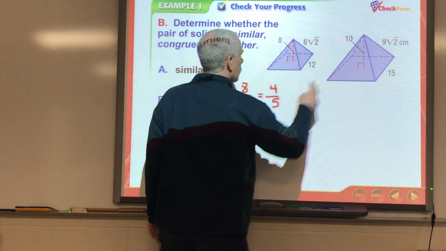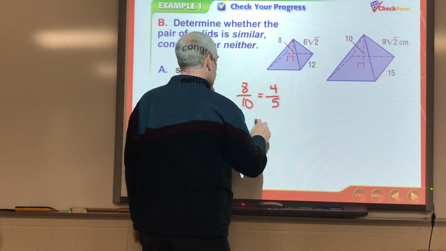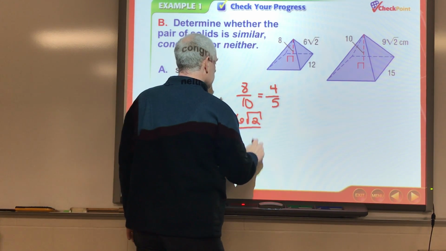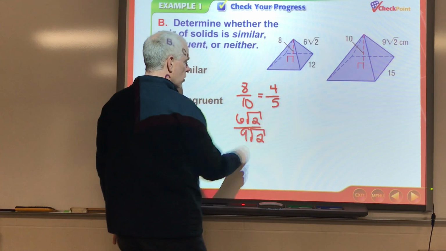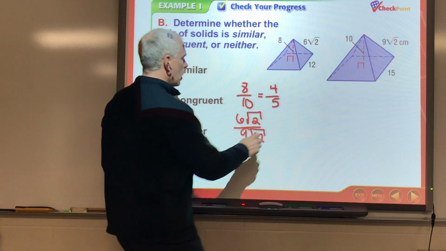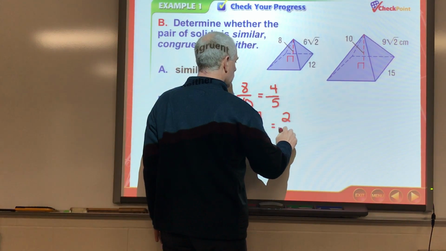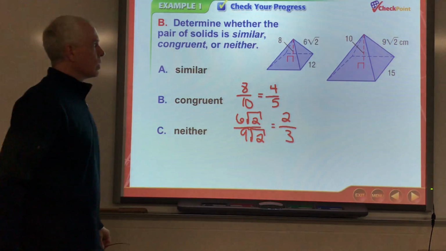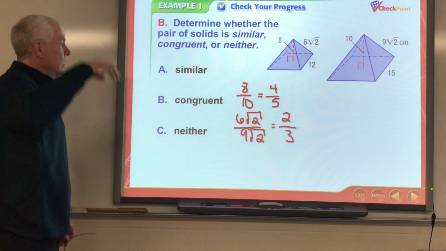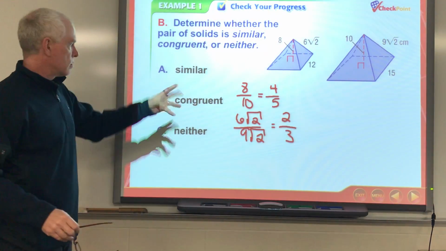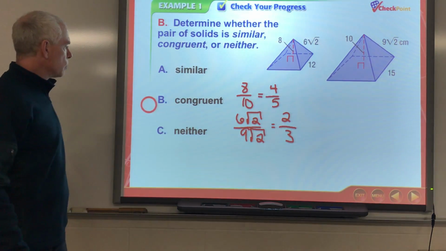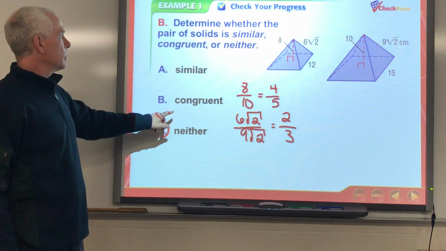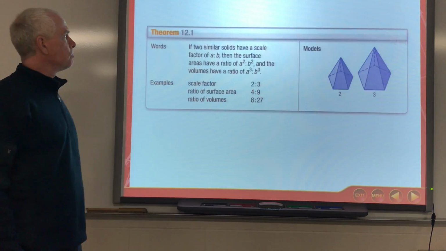Okay, what about this lateral edge? 6 square roots of 2 over 9 square roots of 2. Well, the square root of 2's cancel. 6 over 9, 3 goes into 9 3 times, 3 goes into 6 twice. That's not the same ratio, you guys. And 12 over 15, it wouldn't matter if it was one or the other, but the fact that these two aren't the same means we've got a neither situation, okay? So we're just comparing those ratios.